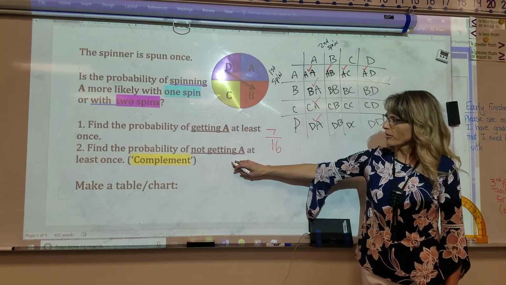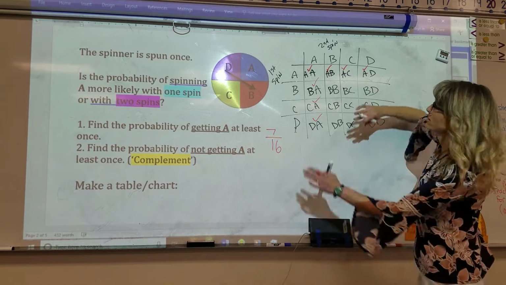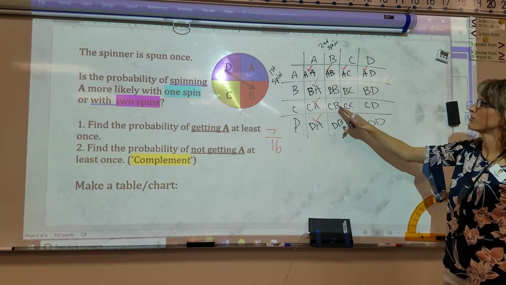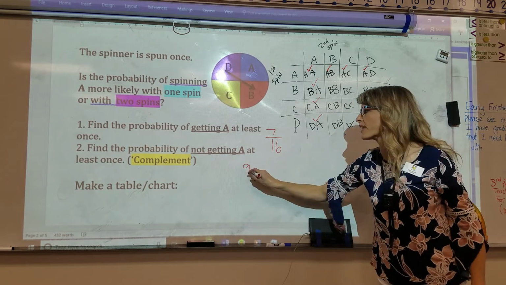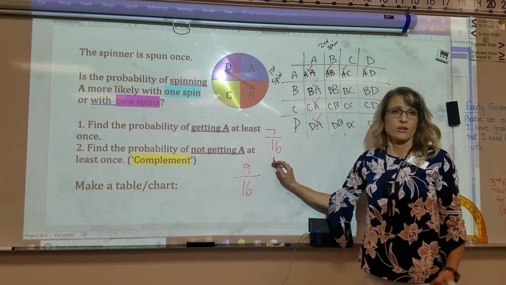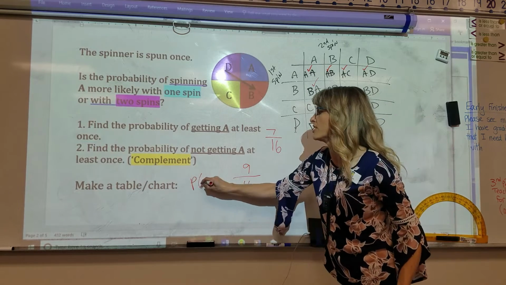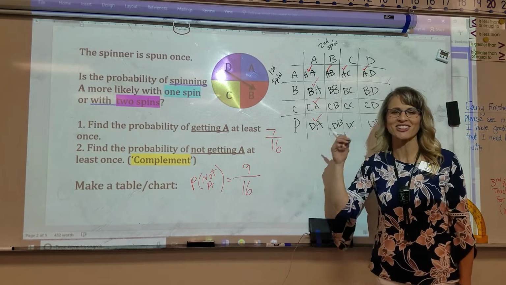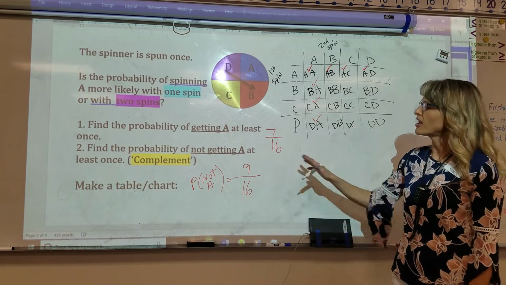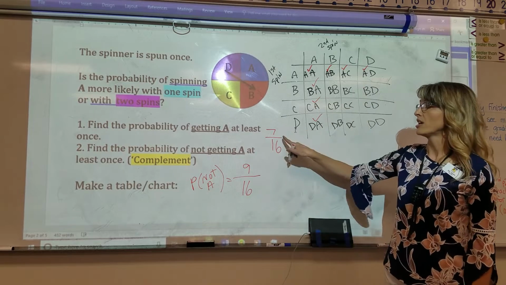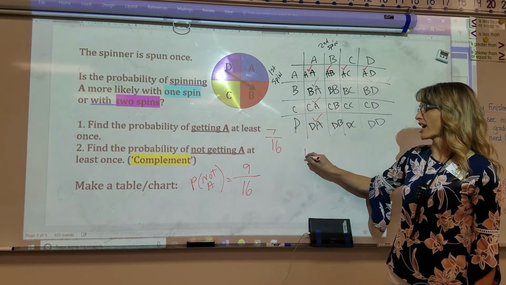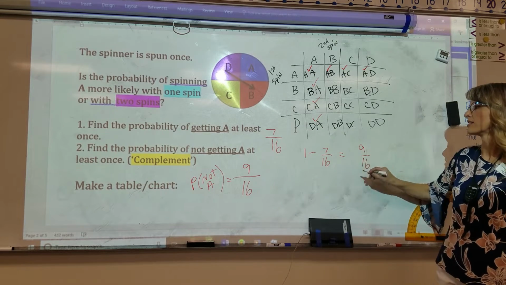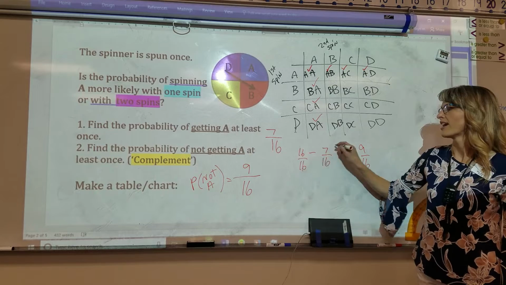Number 2, find the probability of not getting A. Well, these were the A's, so these are the not A's. 1, 2, 3, 4, 5, 6, 7, 8, 9. Out of a total of 16. Whenever you find the probability of not something, that's called the complement. What is that called? Complement. Another way to find the complement, if you don't want to count, you take the probability and subtract it from 1. Wouldn't that give you 9/16? Check it.